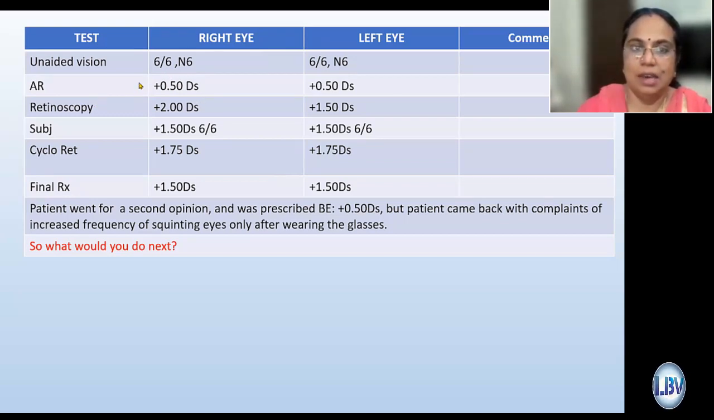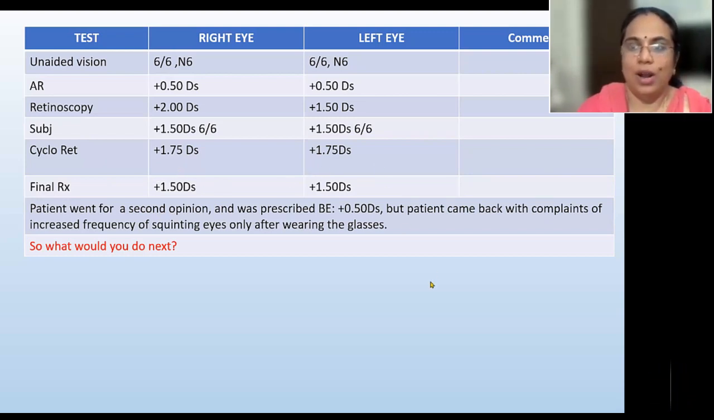The autoref gave us a plus 0.5, which in itself is an indicator that this child has a hyperopic error. Now, retinoscopy gave us values close to plus 2 and plus 1.5 diopters. The cycloplegic subjective with 1.5 diopters in both eyes, she was able to read 6/6 comfortably, both monocularly as well as binocularly, and N6 as well.